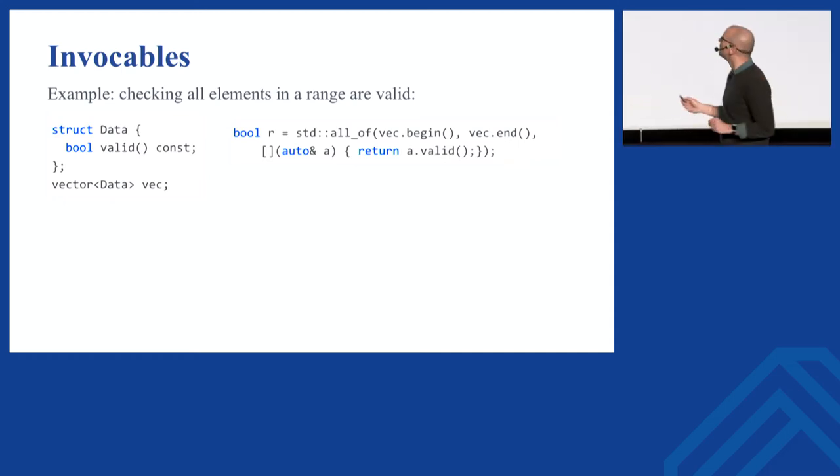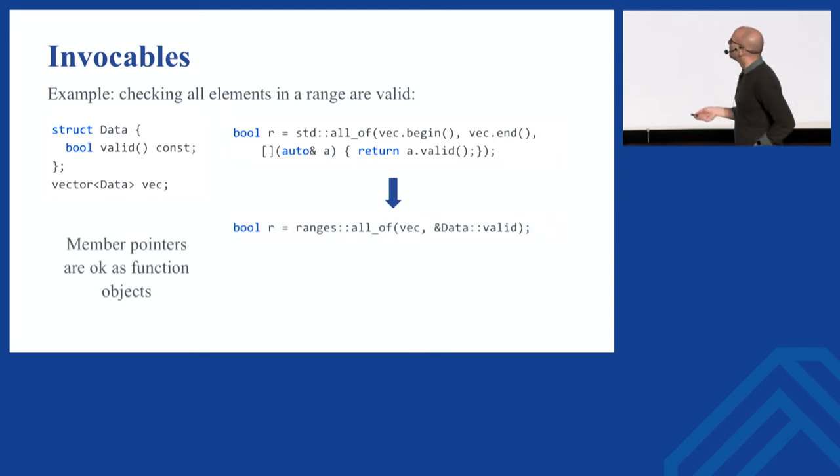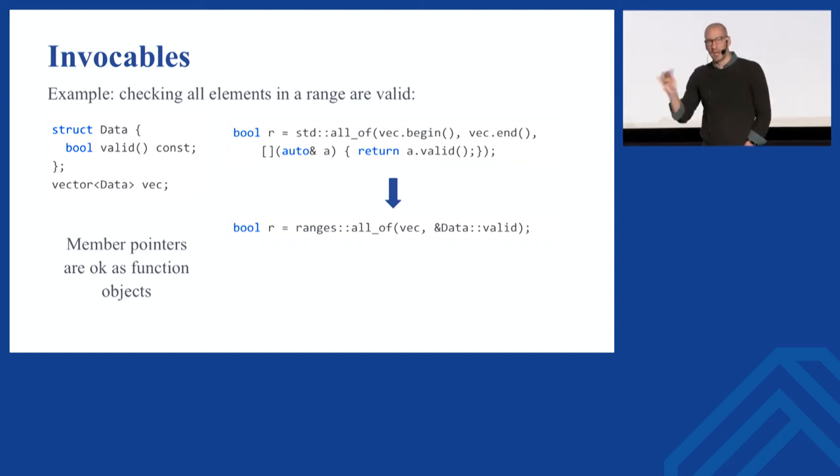Make sense? In the ranges TS, you don't have to write a lambda because member pointers are okay as function objects. So you just say ranges all_of vec and then the address of the data member valid. Okay? It's, again, not rocket science. It's just a nicety, nice to have.